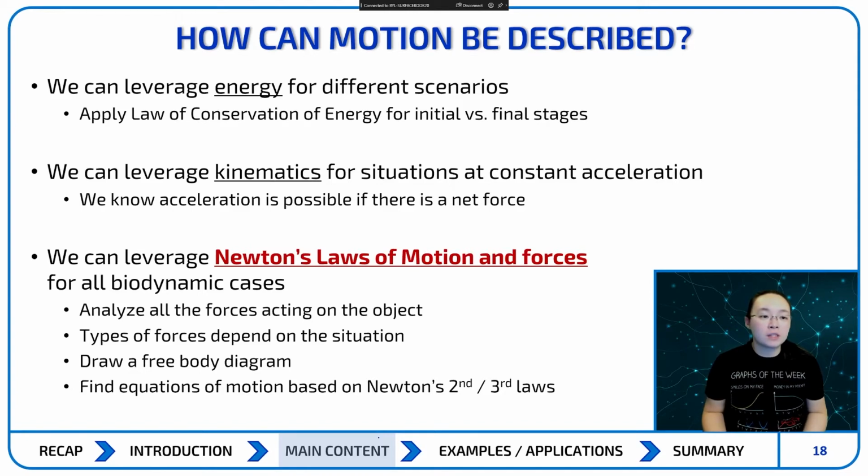So how can motion be described? There are various different ways that you can do so. Number one, you can leverage energy for different scenarios like we just did with the last example. All you have to do is apply the law of conservation of energy for your initial and final stages. We also were able to leverage our kinematics equations by breaking down the system into its x and y components. In terms of when you can use kinematics for projectile motion, anything where acceleration is possible due to a net force, whether that is a net force of 0 or not.